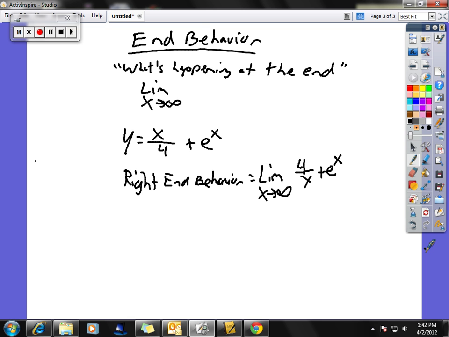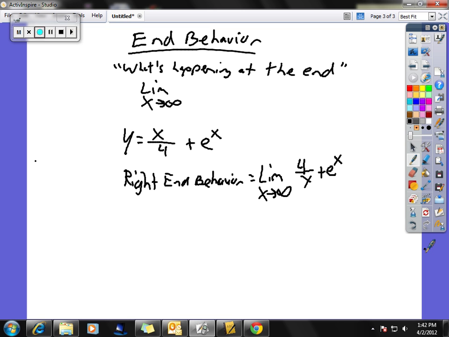Now, since there are separate terms here, x over 4 is one term, e to the x is another term. When you're dealing with infinity, plugging in infinity to expressions like this, you just look at each term separately.